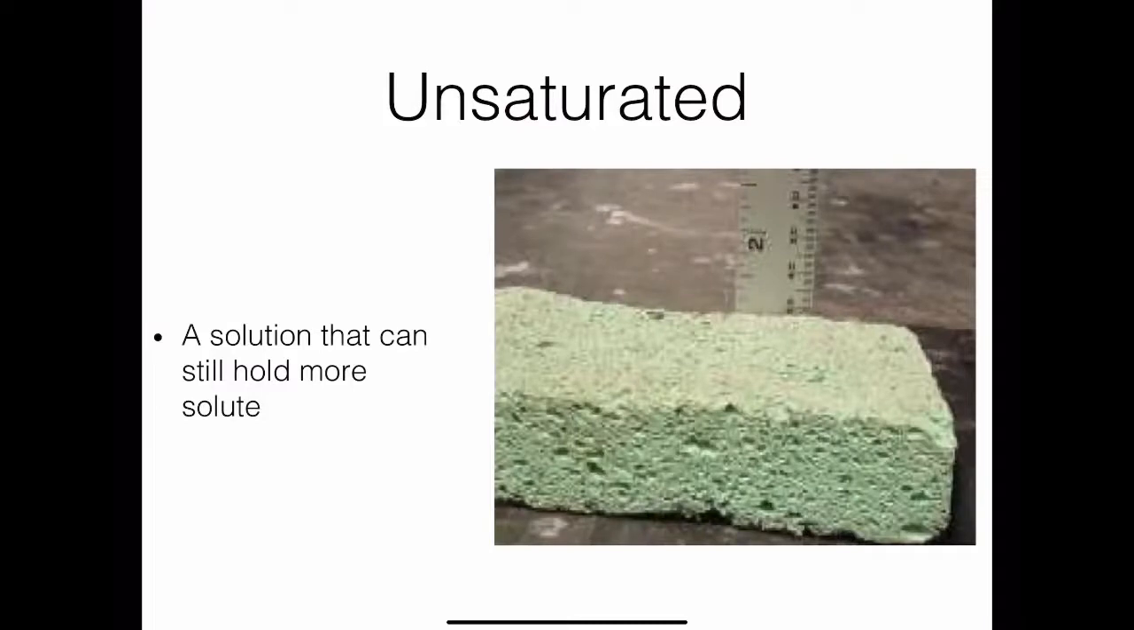Unsaturated is just how it sounds. It means it can still hold more. It's a solution that can still hold more solute. Like a damp towel or a partially dry towel is unsaturated because it can still hold more liquid. Solution, again, is no different. It's a solution that can still hold more solute. So think of it like dissolving salt in water and still being able to add more salt. So this dry sponge is an example of something that would be unsaturated because obviously it can hold more liquid.